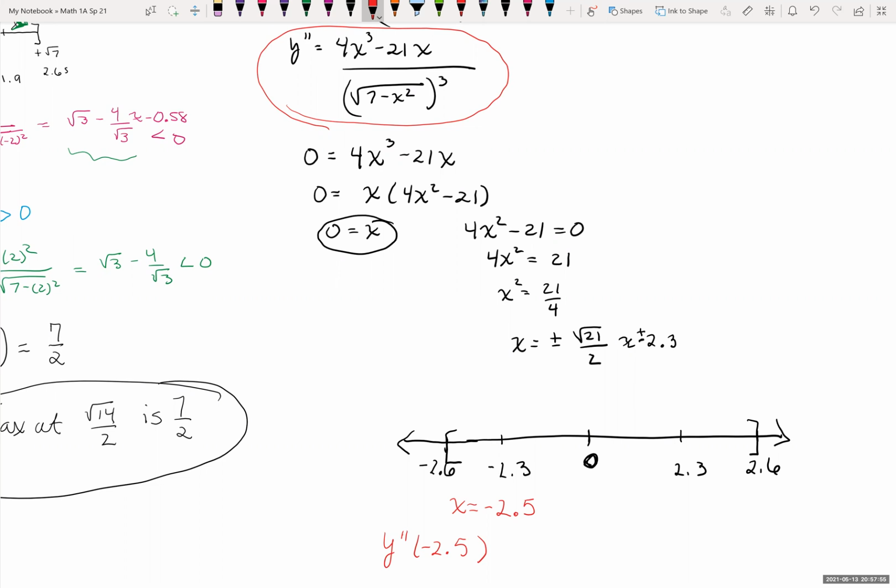Okay, so 4 times negative 2.5 quantity cubed minus 21 times negative 2.5. That gives me negative 10 in my numerator, all over 7 minus negative 2.5 quantity squared. That's underneath the radical, and then it's cubed. So that is all raised to the 3/2 power, which gives us positive approximately 0.65. So I can see this is less than 0, which means it's concave down in here.